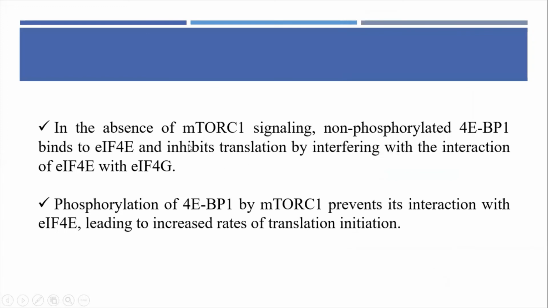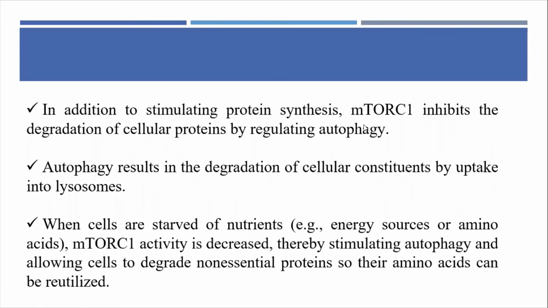Same thing written over here. So in the absence of the mTORC1 signaling, the non-phosphorylated 4EBP will bind to 4E, inhibits the translation. When it is phosphorylated by the mTORC1, it will prevent its interaction with the 4E. Finally, what will happen? This 4E is free to have interactions with the 4A, B, and G, and the translation will happen. Clear, guys? Yeah. Okay, so that's why I was always telling you, please remember your basics, translation, transcription, every time they will come.